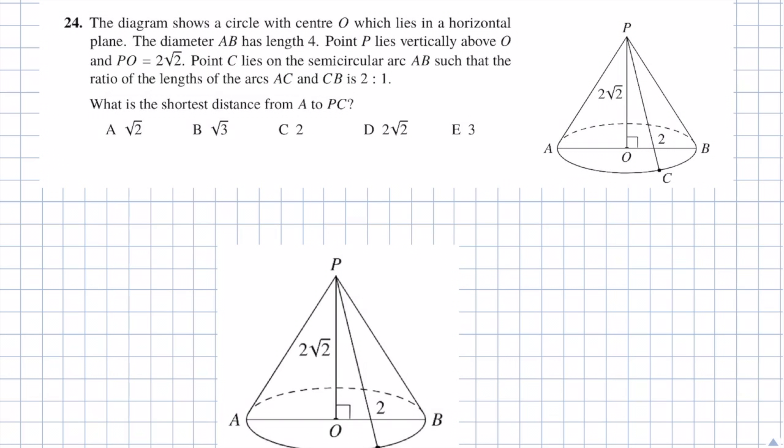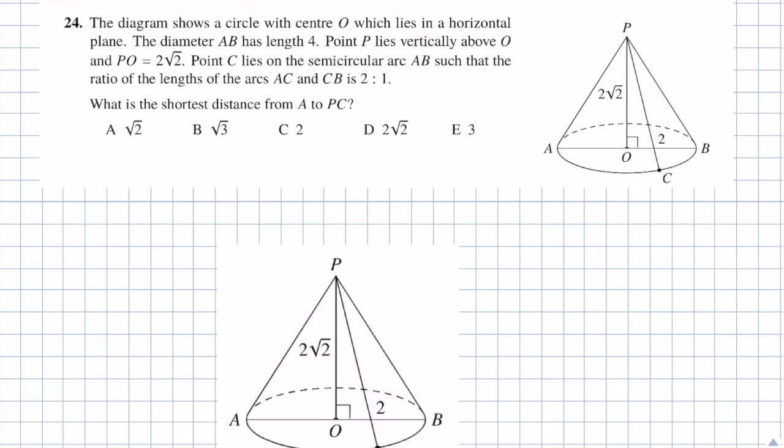Question 24. The diagram shows a circle with centre O which lies in a horizontal plane. The diameter AB has length 4. Point P lies vertically above O, and PO equals 2√2. Point C lies on the semicircular arc AB such that the ratio of the lengths of the arcs AC and CB is 2:1. What is the shortest distance from A to PC? Answers are A is √2, B is √3, C is 2, D is 2√2, and E is 3.